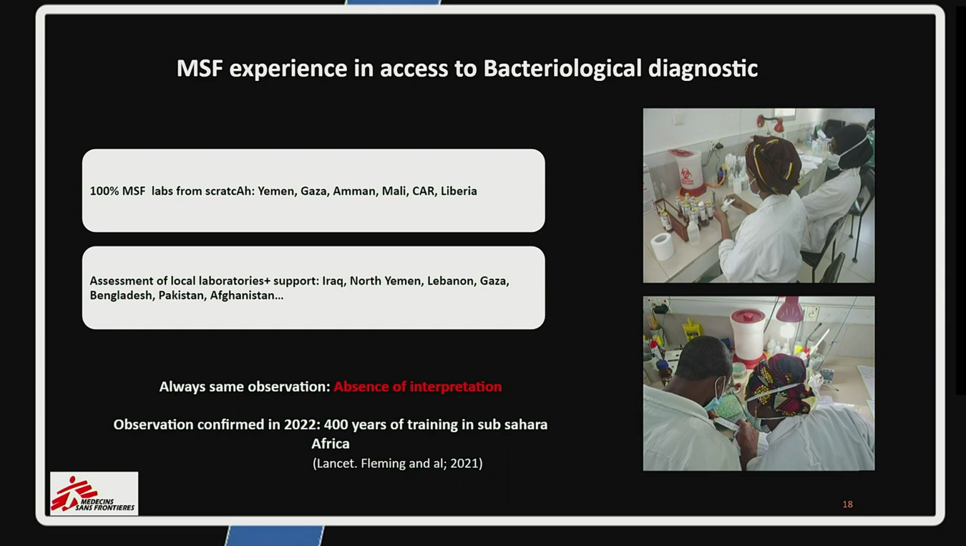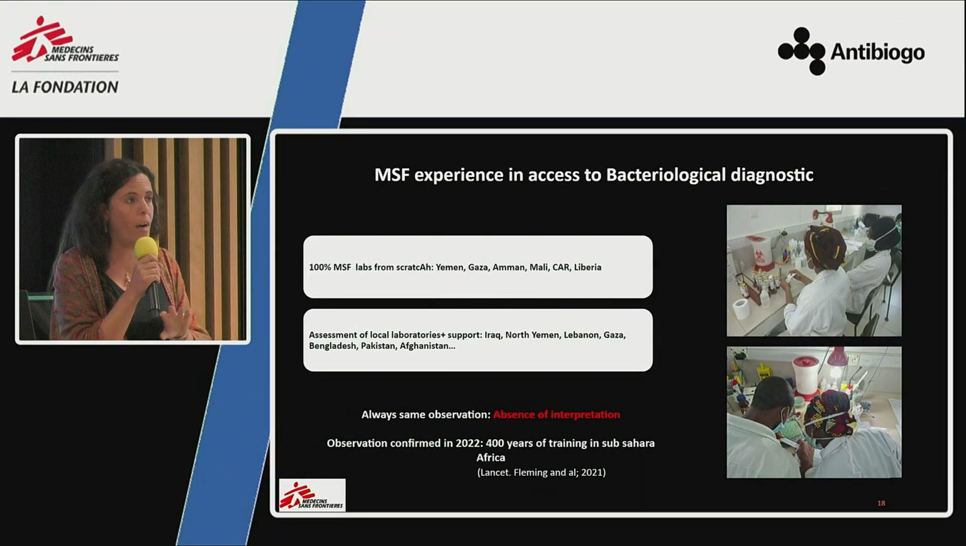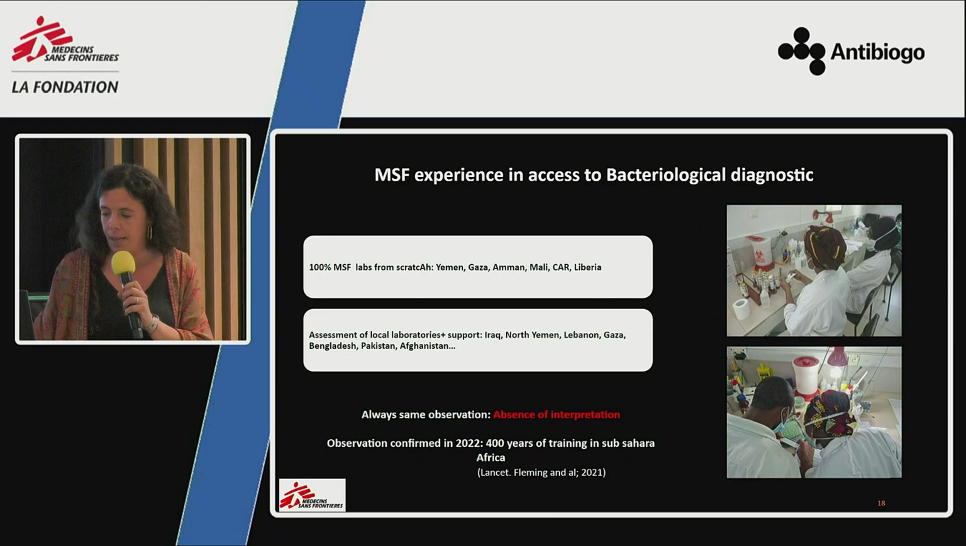This observation was finally confirmed by an amazing publication in the Lancet that I would advise everybody to read, describing the shortage of trained human resources. For example, for Sub-Saharan Africa, we estimate that we need 400 years of training to fill the gap of pathologists, including, of course, microbiologists and radiologists. And it's really based on this observation, and on the contradiction between 10 million deaths by 2050 if there are no actions, and 400 years, that the idea of Antibiogo came.